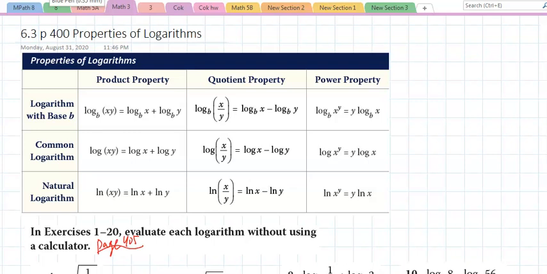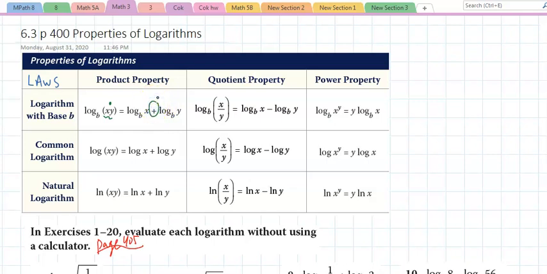Section 6.3 is on page 400, talks about properties of logarithms. And here they call them properties. I really like to call them laws, but it's the same thing. And there are three of them. If you take the log of two terms multiplied, you could split them into addition.